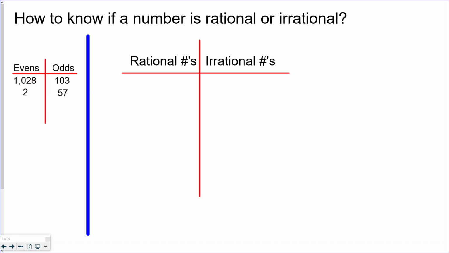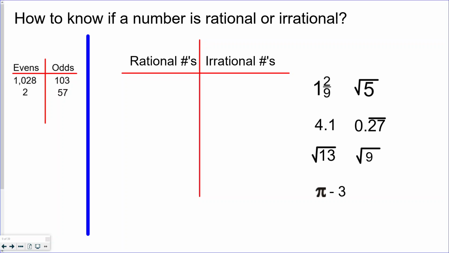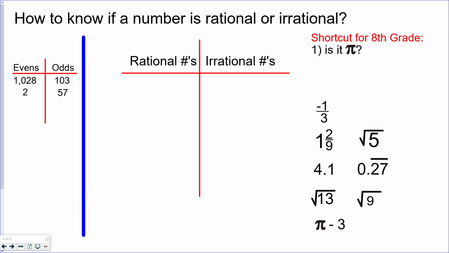If we looked at how to determine if a number is rational or irrational, really all we want to do is take these different number types and put them into those two basic categories, very much like evens and odds. So how can we do this quickly? If you're only in 8th grade, this is a shortcut that will work for you.